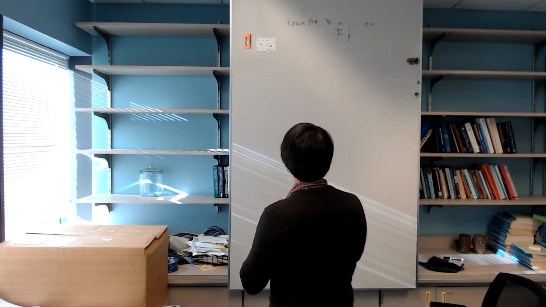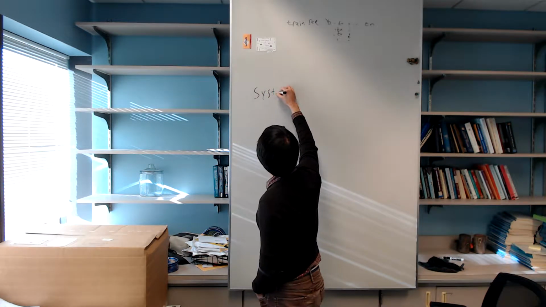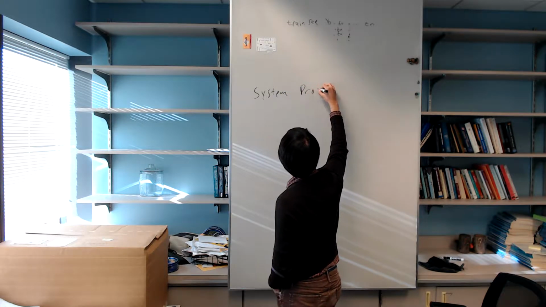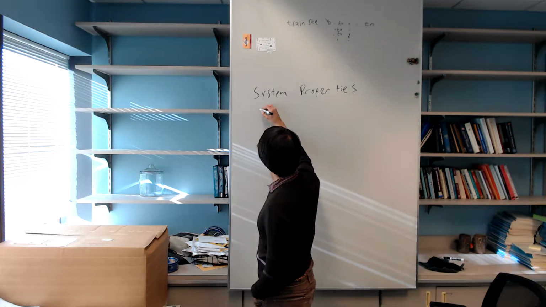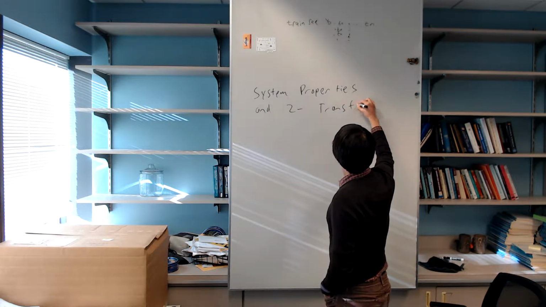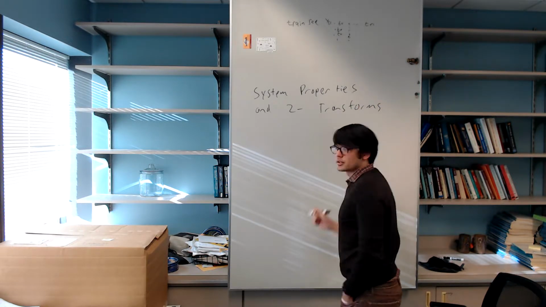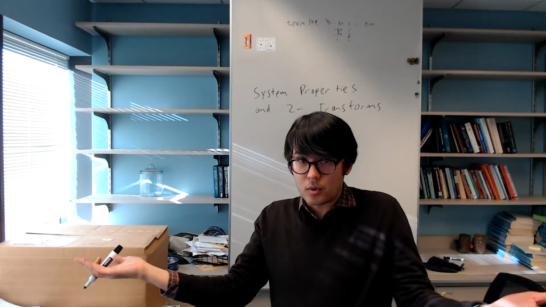Alright, so what we're going to talk about today, at least in this little module, is system properties and Z transforms. Alright. So what we should have talked about a little bit last time is, what is a Z transform?